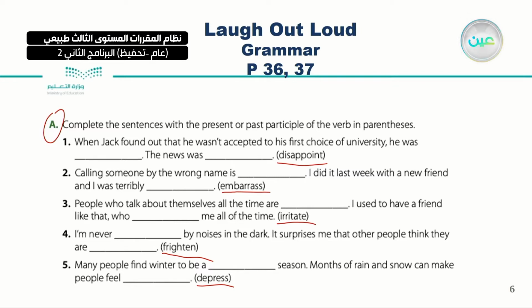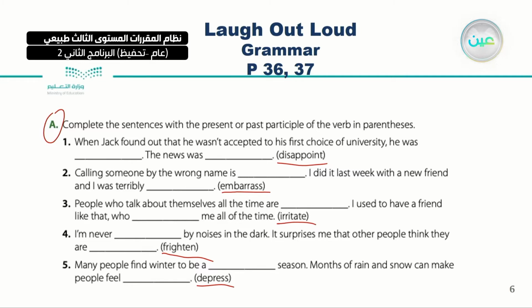Number 1: When Jack found out that he wasn't accepted to his first choice of university, he was... Now I am showing feelings. The news was... now this is the cause, the news. Here I'm talking about he wasn't accepted to his first choice of university. So what happened to him? Of course, he maybe joined the second or third choice.